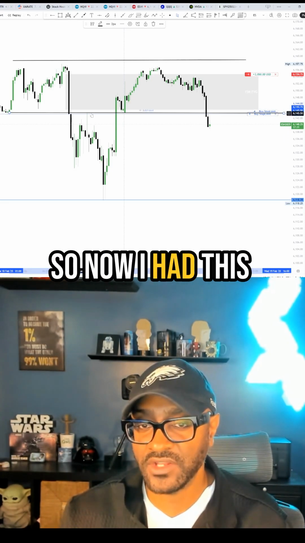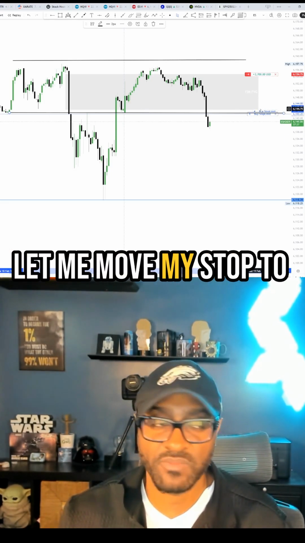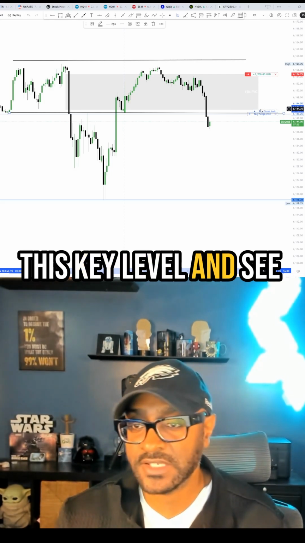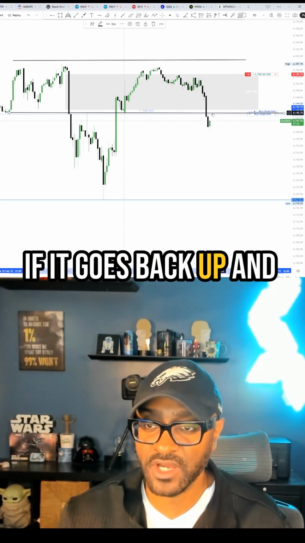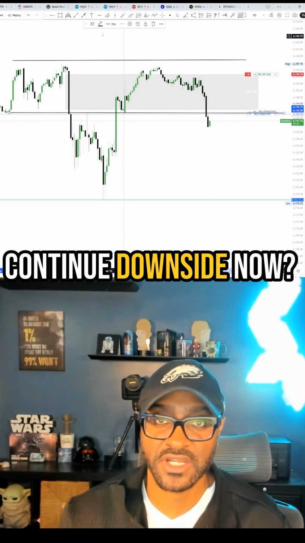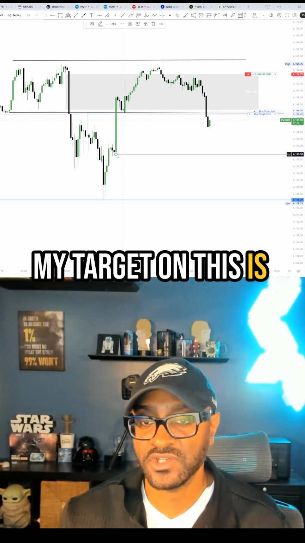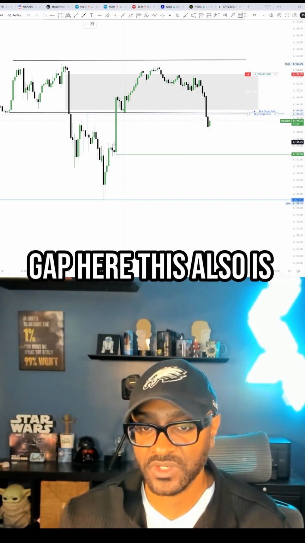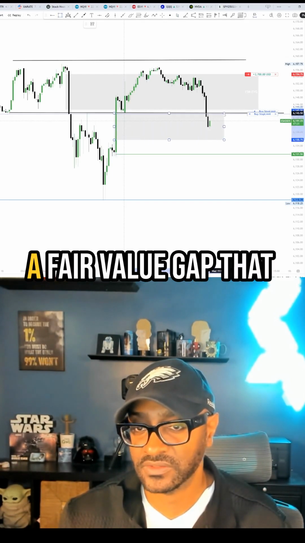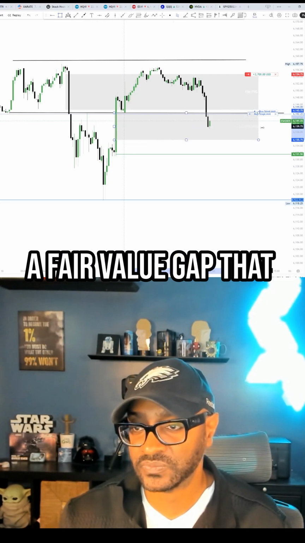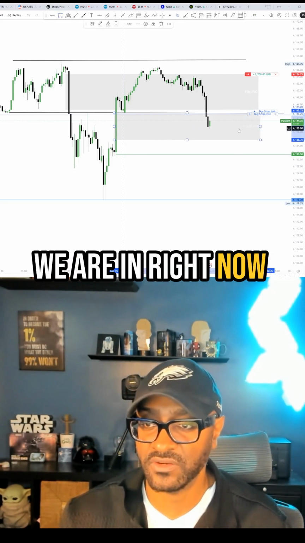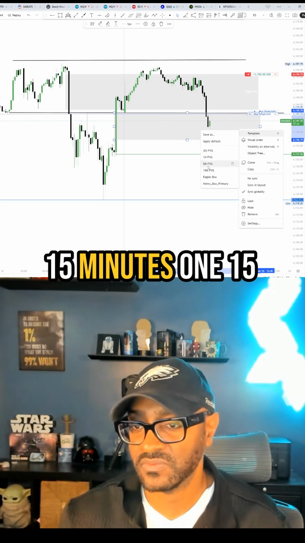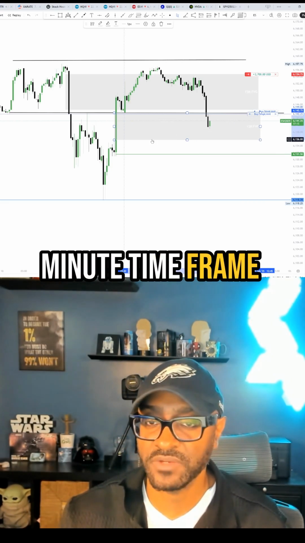So now I had this key level break. So I said, you know what, let me move my stop to this key level and see if it goes back up and hits the stop, or do we continue downside? Now my target on this is the bottom of this fair value gap, this key level. So you just see this gap here. This also is a fair value gap that we are in right now, on the 15-minute time frame.